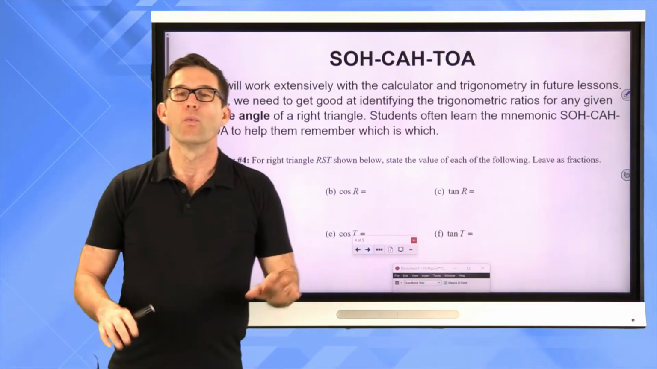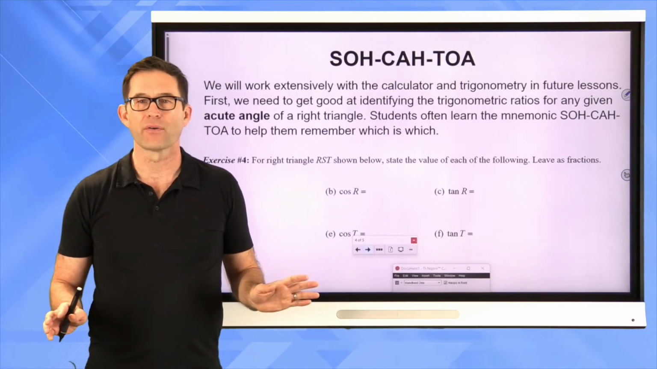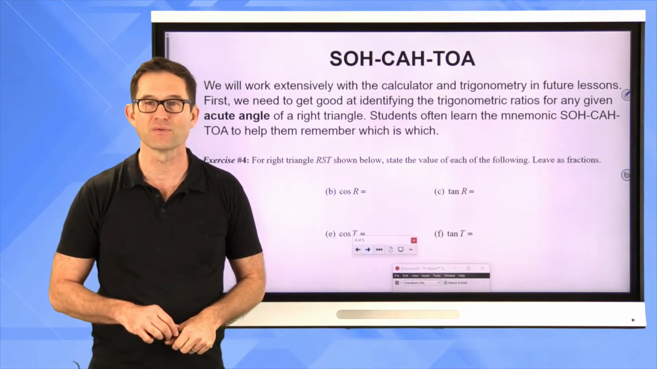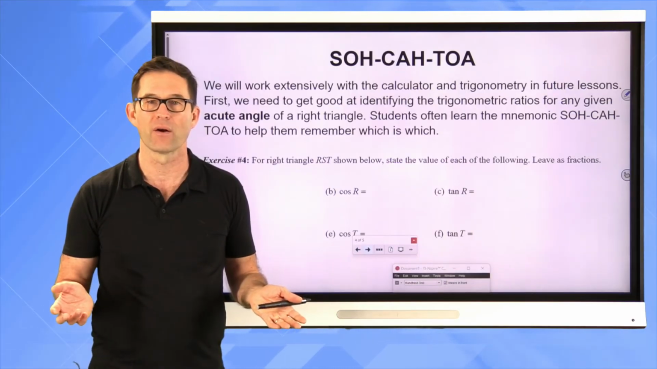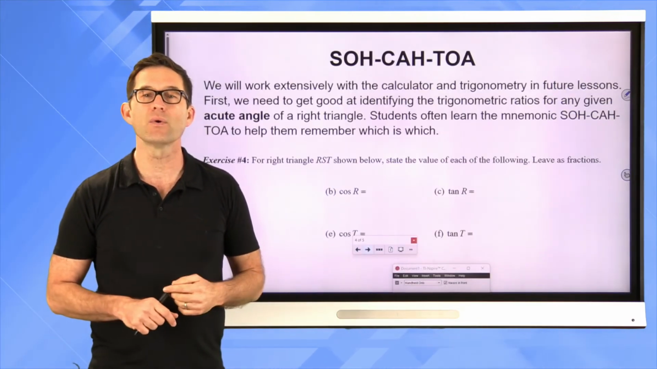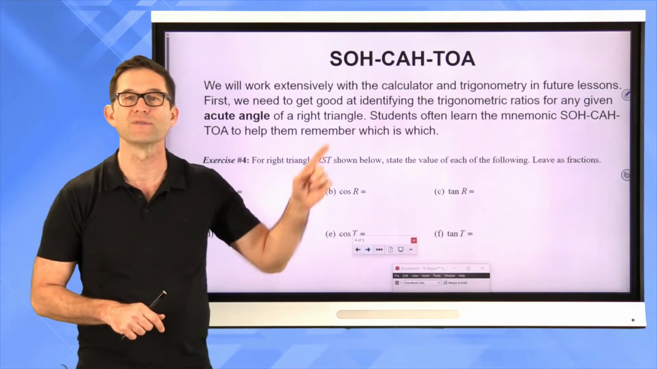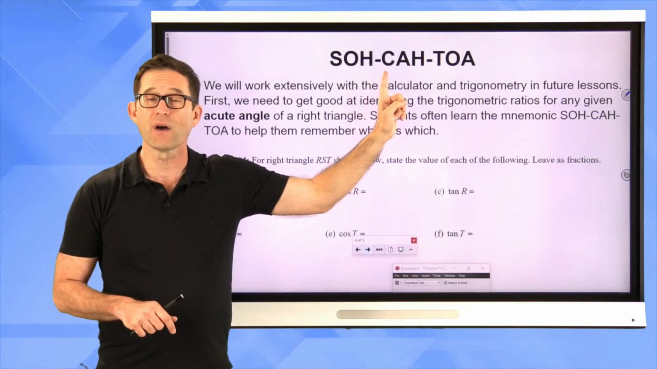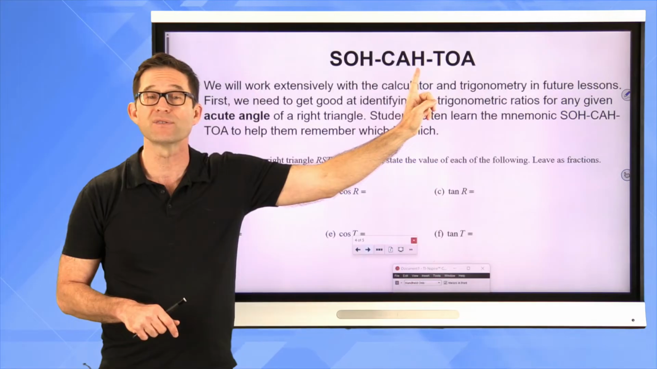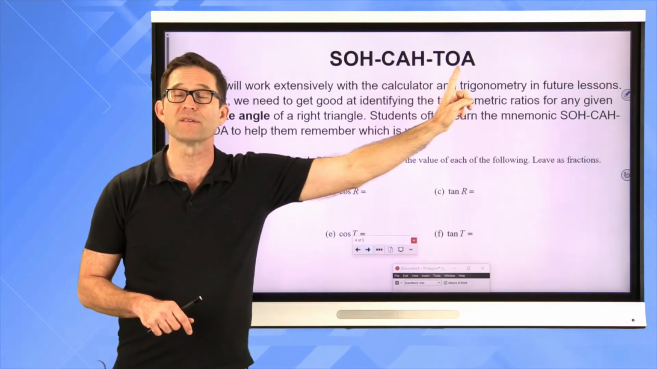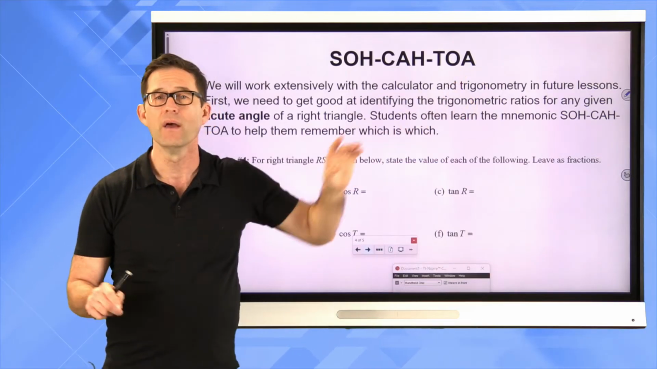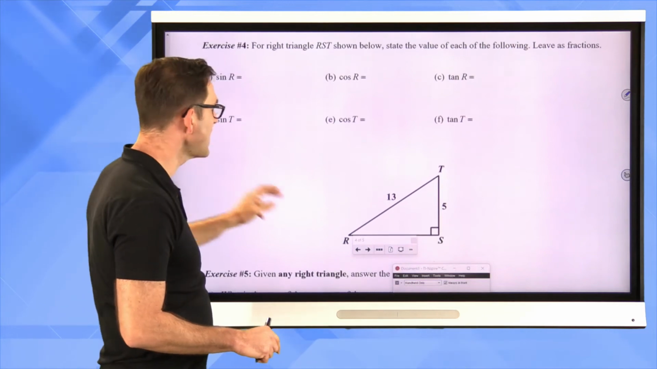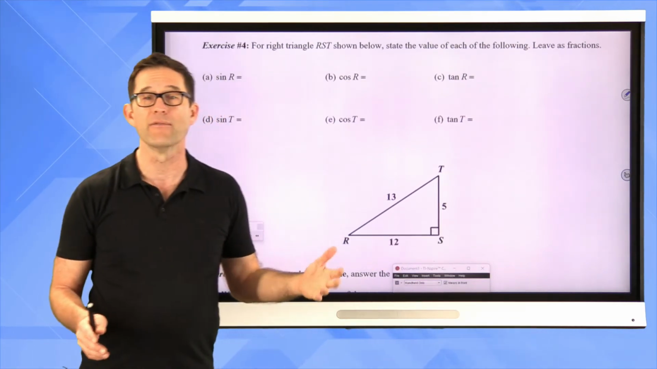Now, we are going to work extensively with the calculator in trigonometry in future lessons. But first, we need to just get good at identifying the trigonometric ratios for any given acute angle of a right triangle. Students often learn the mnemonic SOHCAHTOA to help them remember which is which. In other words, the sine of an angle is the opposite side over the hypotenuse. The cosine of an angle is the adjacent side over the hypotenuse. And the tangent of an angle is the opposite side over the adjacent side. Okay, so don't worry at all about your calculator right now. We just need to be able to state the values of the ratios if we're given a right triangle.